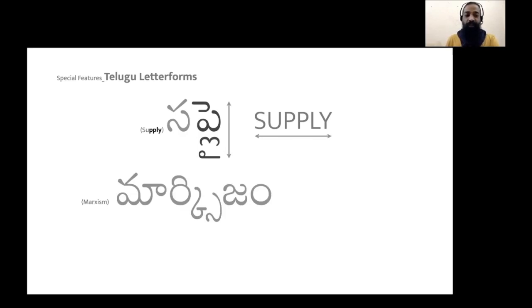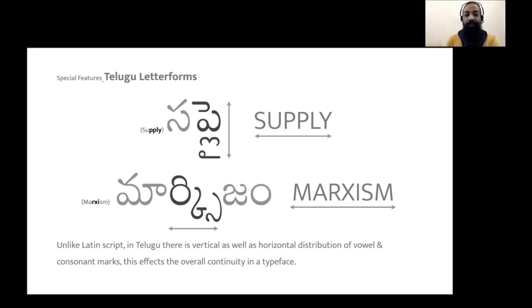If you consider this another word, Marxism, the highlighted conjunct is RXI. In this one, you have its top vowel diacritic mark and two consonant diacritic marks. So there is vertical as well as horizontal distribution of diacritic marks, whereas in its Latin equivalent, there is only horizontal distribution of characters, and this affects the overall continuity in a typeface.